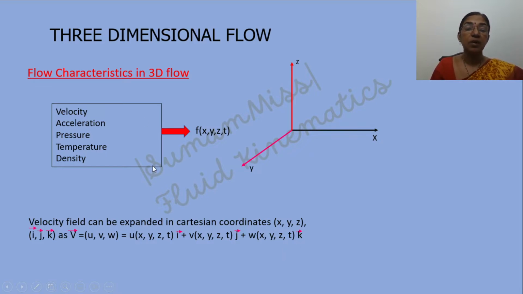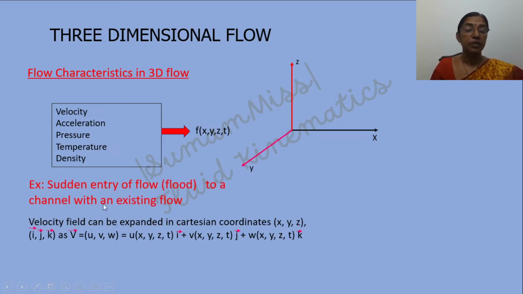One example of three-dimensional flow is the sudden entry of flow, that is a flood, into a channel with an existing flow. That type of flow can be represented if you are considering the changes in flow characteristics in x, y and z direction.